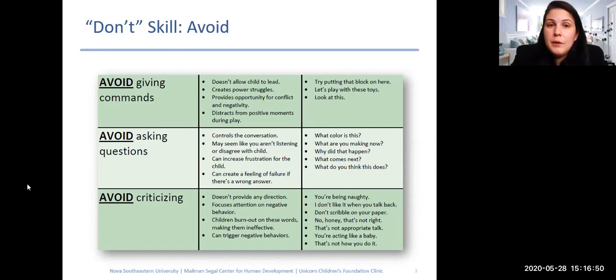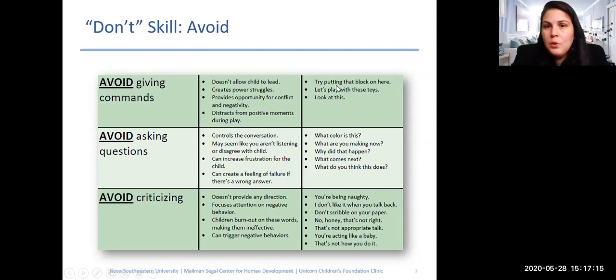But what happens when we give commands? It doesn't allow the child to lead. And remember, this is the child-directed interaction. It creates those power struggles between what you want versus what I want. It provides an opportunity for conflict and negativity, which is almost the opposite of what we're trying to do with the enjoyment and all the other skills. And it distracts from the positive moments during play, right?